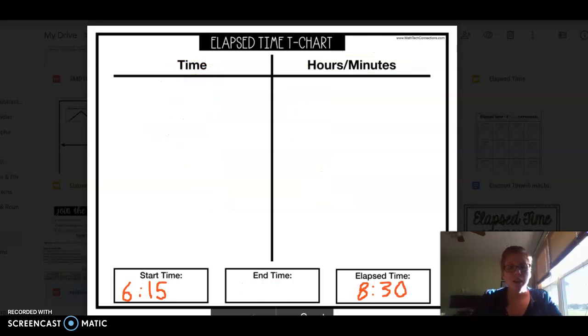All right, my friends, I have got a new problem. 6:15 to 8:30. Go ahead and write this down on your paper. We're going to figure out how much time has passed from 6:15 to 8:30. I have written the starting time on the left side of the T-chart. And the first thing we need to ask ourselves is, can I add hours on to 6:15 to help me get closer to 8:30? Well, can we? I think we can. What if we added 1 hour? I'm going to put down 1H.